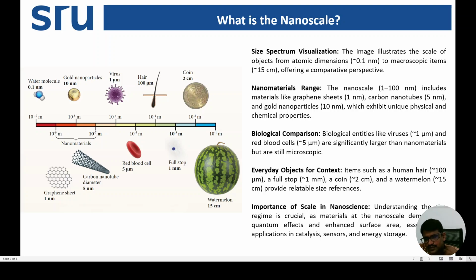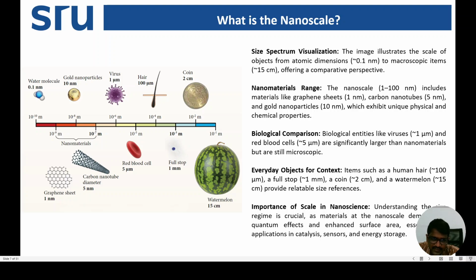Nanomaterial means 1 nanometer is equal to 10 to the power minus 9 meters, right? 10 to the power minus 9 meters. And also, how can we define nanoscale? One of the dimensions should be within 1 to 100 nanometers.